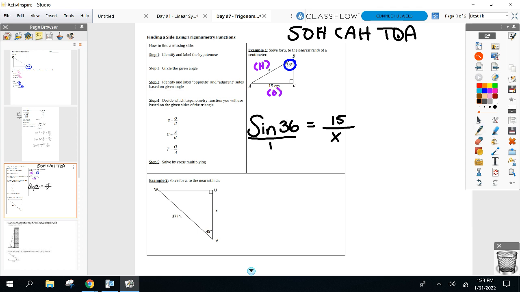Here we go. I'll do it with you nice and slow. This is all new, guys. It's okay to feel uncomfortable. Sine of 36 times x equals 1 times 15, which is 15.